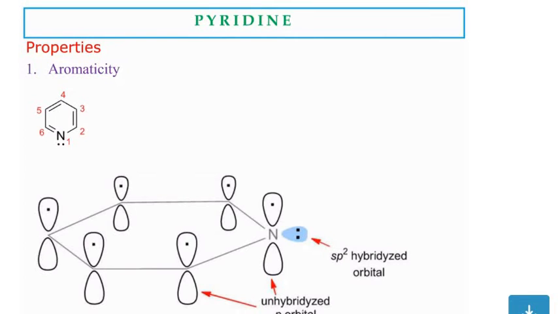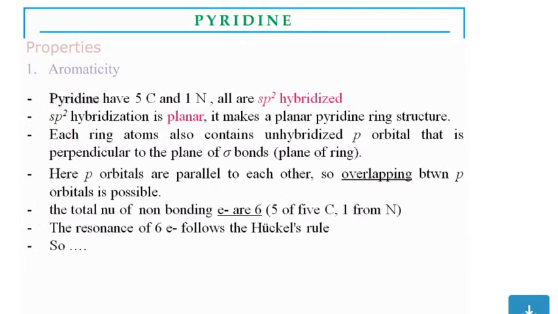Now pyridine, you can see the pyridine structure. You know pyridine has 5 carbons and 1 nitrogen, all are sp2 hybridized. sp2 hybridized is planar, it makes a planar pyridine ring structure, and each ring atom also contains an unhybridized p orbital that is perpendicular to the plane of the sigma bonds, where the p orbitals are parallel to each other, so overlapping between p orbitals is possible. The total number of pi electrons is 6, 5 from the 5 carbons and 1 from nitrogen.